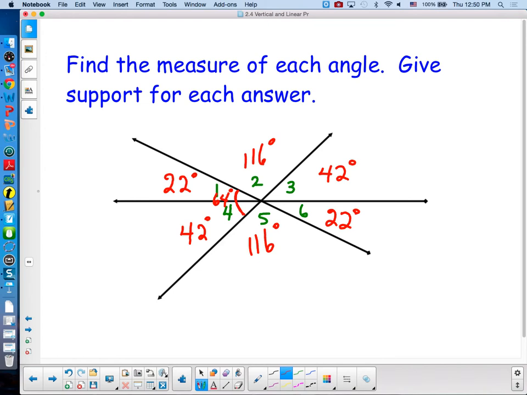How many groups got that right? You guys didn't get that one? Was it the 116 that you didn't get? Okay, see how to do it.